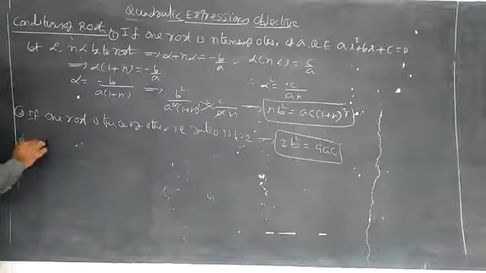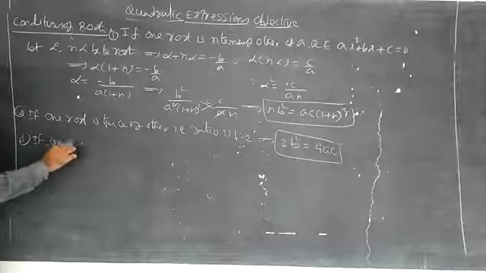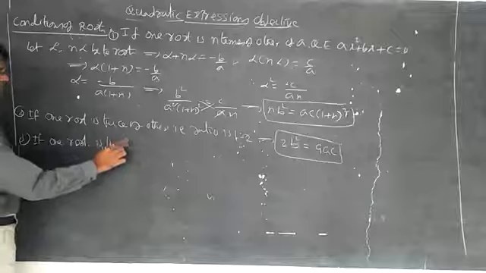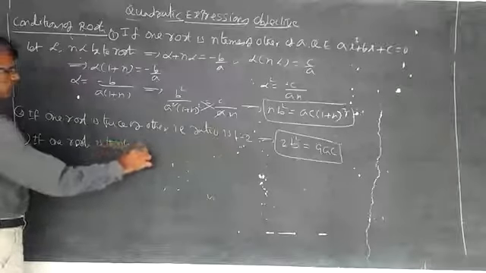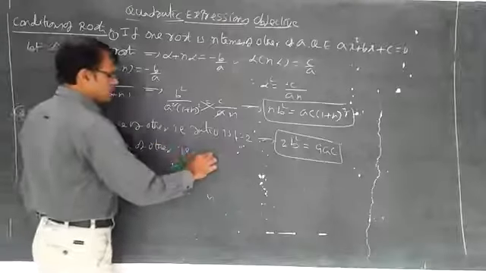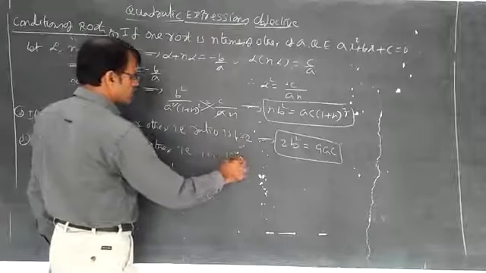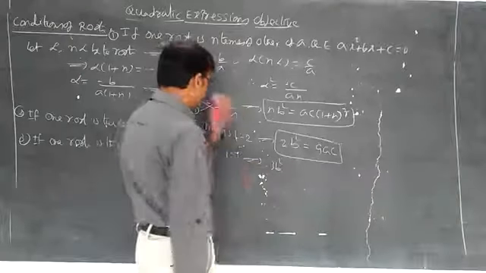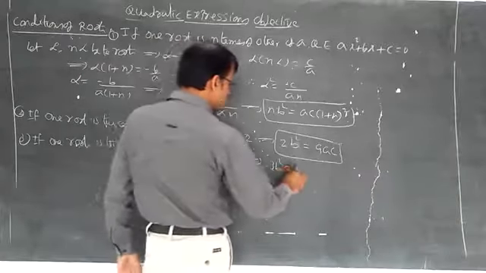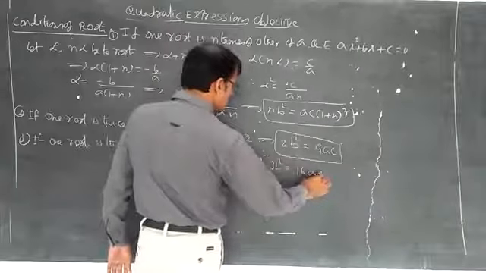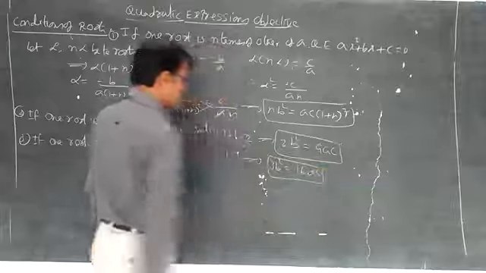Third one, if one root is thrice the other, that is, the ratio is 1:3. That implies the condition, put n is equal to 3. 3b square is equal to ac into 1 plus 3 whole square, 4 square is 16. 3b square equal to 16ac.